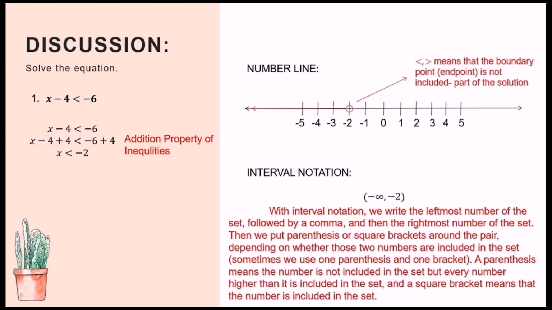Then, we put parentheses or square brackets around the pair depending on whether those two numbers are included in the set. Sometimes we use one parenthesis and one bracket. A parenthesis means the number is not included in the set, but every number higher than it is included in the set. And a square bracket means that the number is included in the set. So our interval uses a parenthesis because, as you observe, it is a not shaded circle. That means that negative 2 is not included in the set.